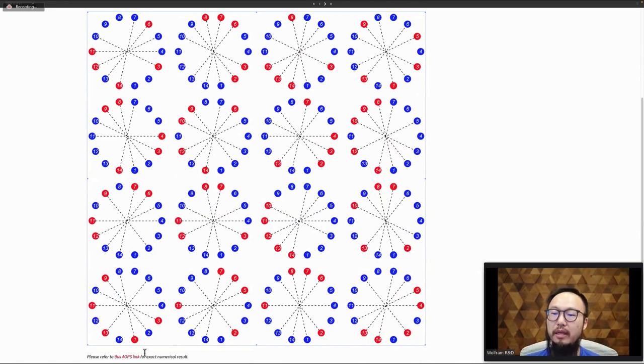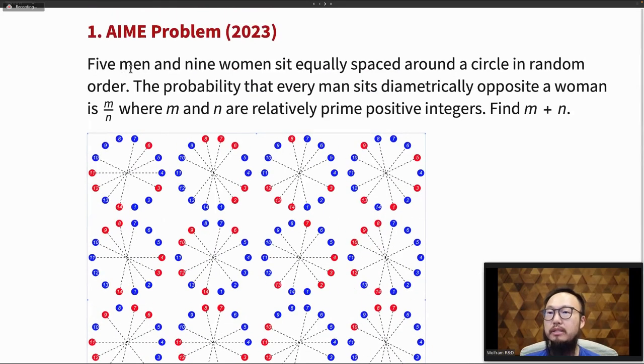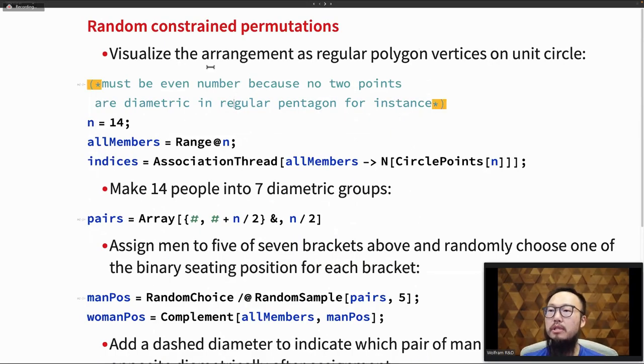Of course you can find the AoPS link on this problem. It's an AIME problem, and everything is documented there. But we are going to show you how you program that in Wolfram language very soon. Okay, so let's work on the random constrained permutation.